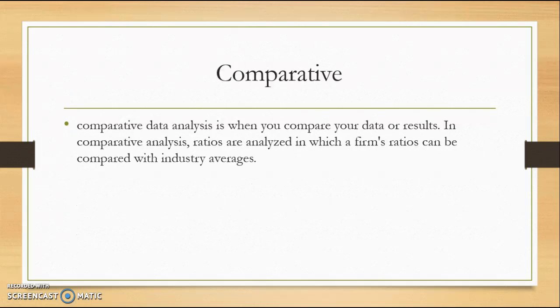Another type is comparative data. Comparative data analysis is when you compare your data or results in comparative analysis. Ratios are analysed in which a firm's ratios can be compared with industry averages. For example, measuring and comparing vertical jump tests of young gymnasts aged from 12 and 16.